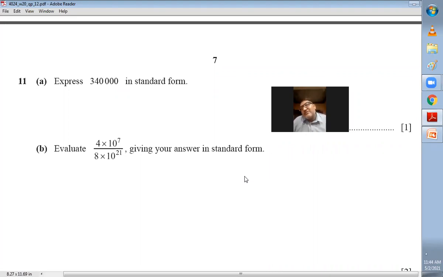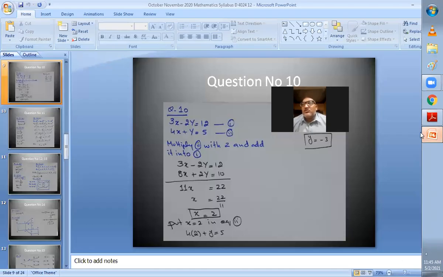So its decimal is at the right side, at the end of the number. So I will move it to the left. So it will become 3.4 multiplied by 10, it has to go 1, 2, 3, 4, 5 steps. So 3.4 into 10 raised to power 5, that will be the standard form. Let me show you, I've done this on a paper.